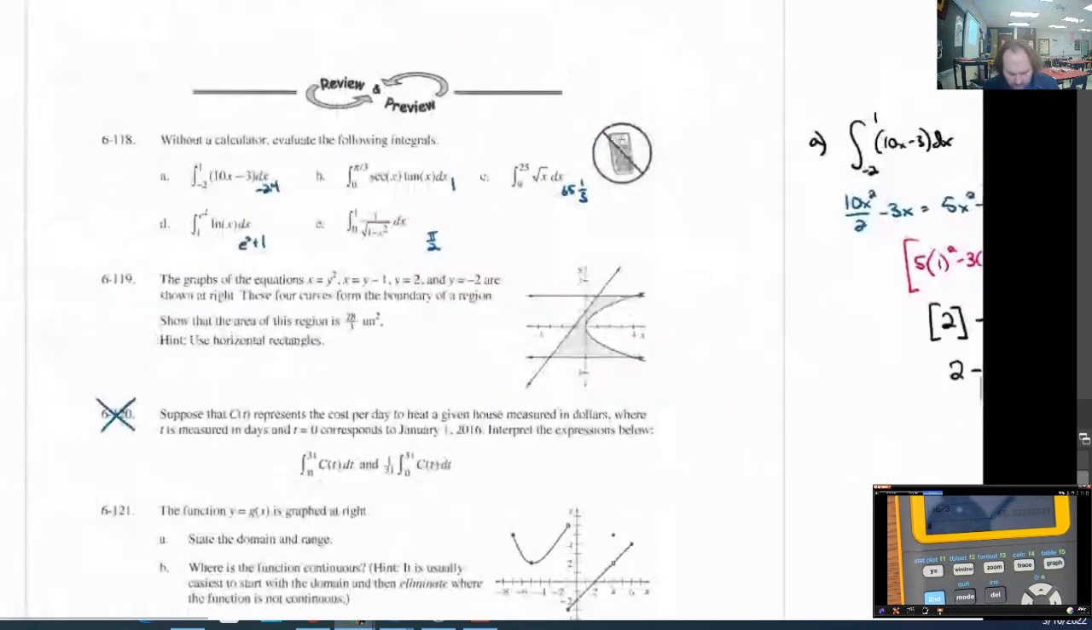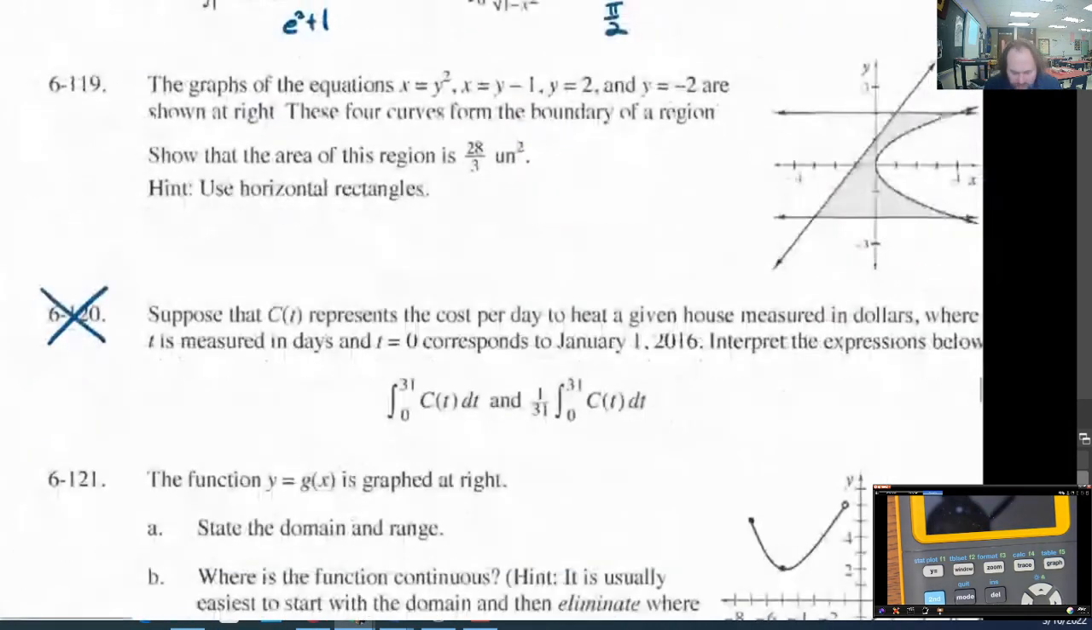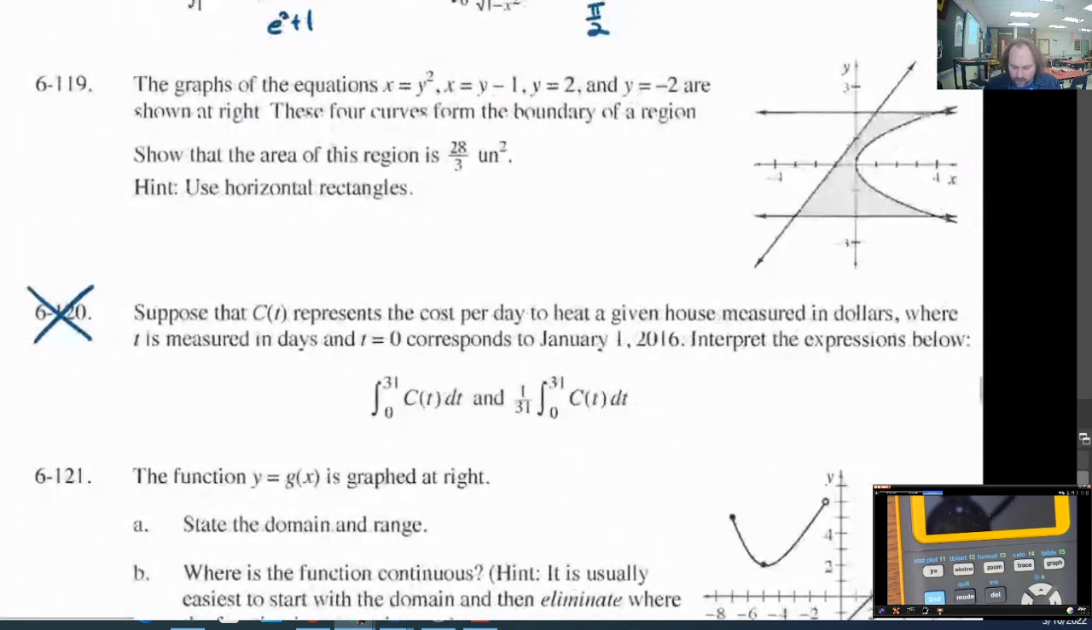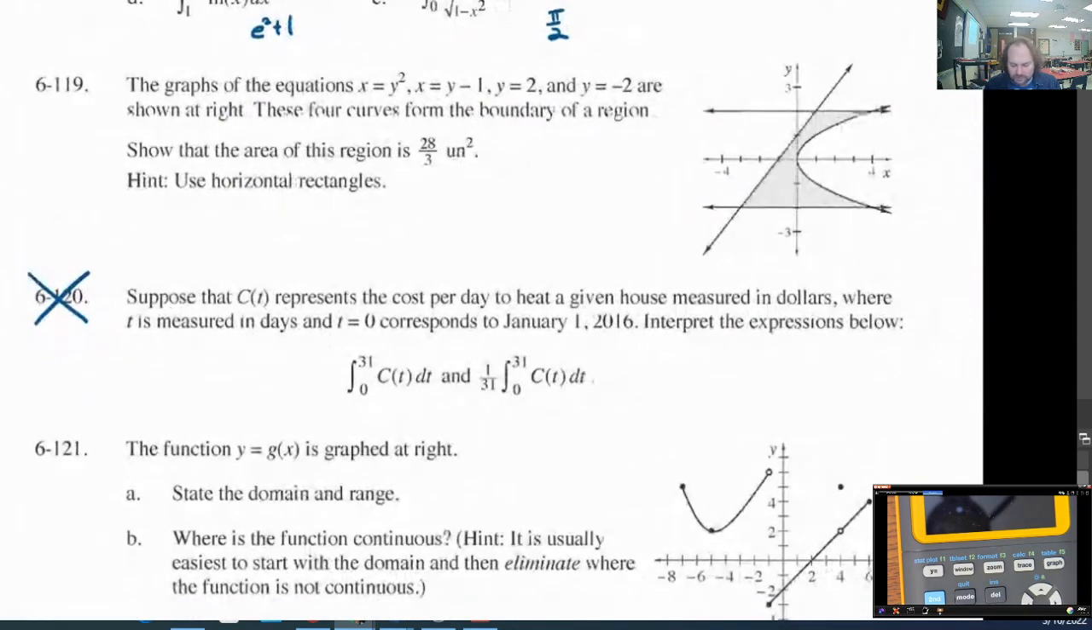That's pretty typical. 6.119. The graphs of the equations x equals y squared, x equals y minus 1, y equals 2, and y equals negative 2 are shown at right. These four curves form that region. We want to show that the area of this region is 28 over 3 units squared.